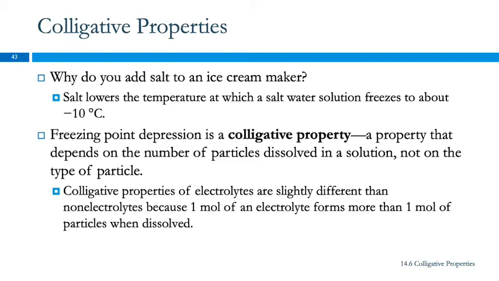If we have an electrolyte that's dissolved versus a non-electrolyte, the behavior is going to be a little bit different, because when an electrolyte dissolves, it forms more than one particle, right? You dissolve sodium chloride, you get sodium ions and chloride ions, you get 2 particles from one. Whereas a non-electrolyte like sugar, you dissolve that, one sugar molecule gives you 1 dissolved particle. And so you're going to get different numbers of particles.